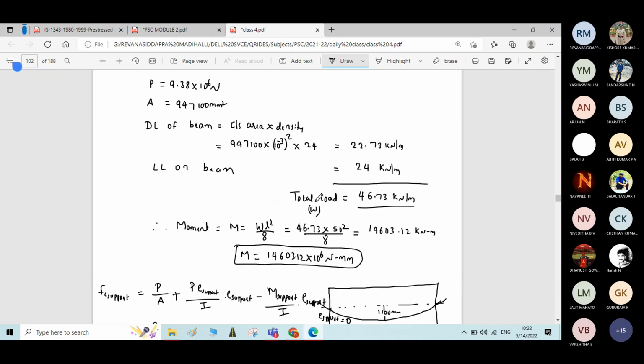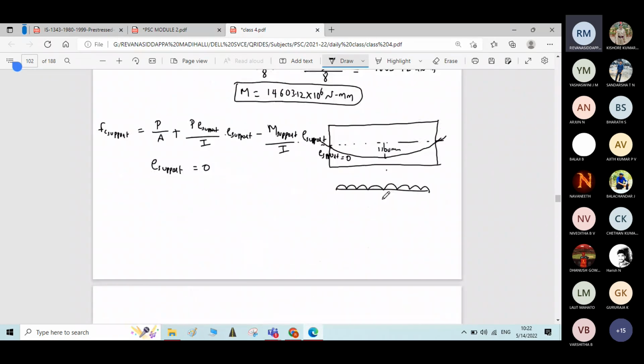The beam is carrying a total UDL of 46.73 kilonewton per meter. If you calculate moment at the support, it will be 0 only because the beam is provided with simple support. At simple support, the moment will be 0. There will be moment at the mid span or any other span.